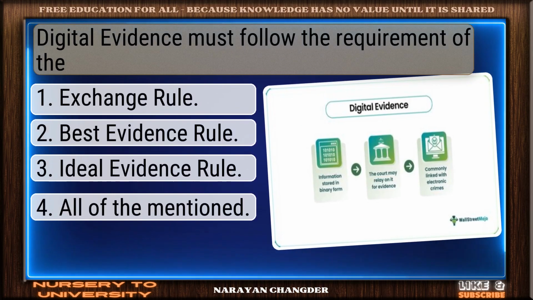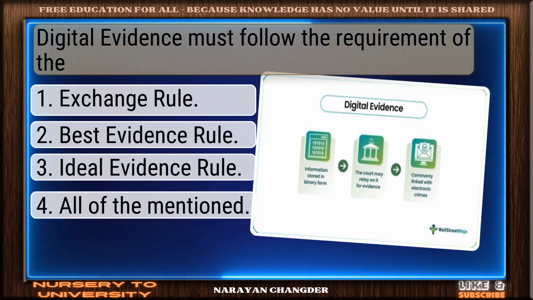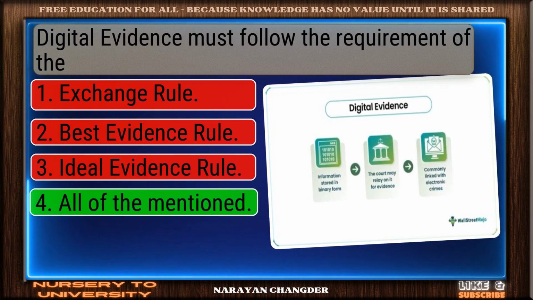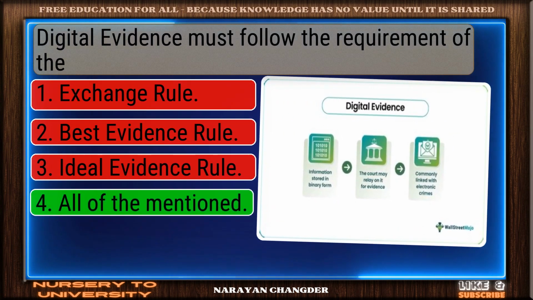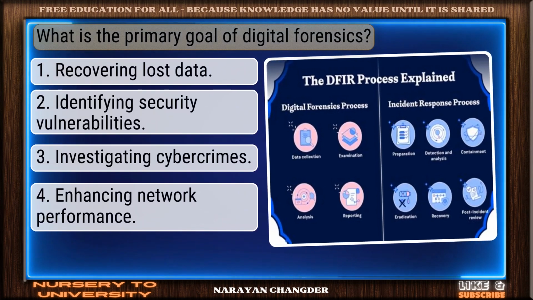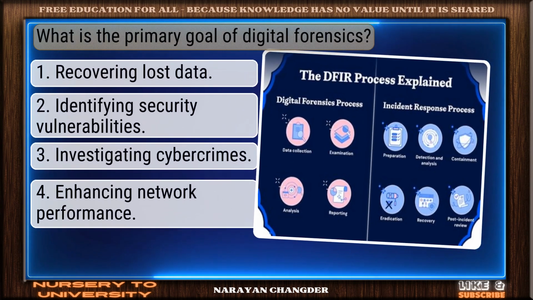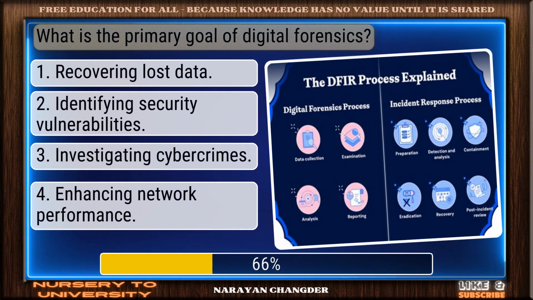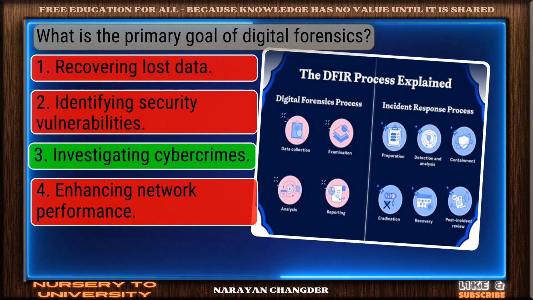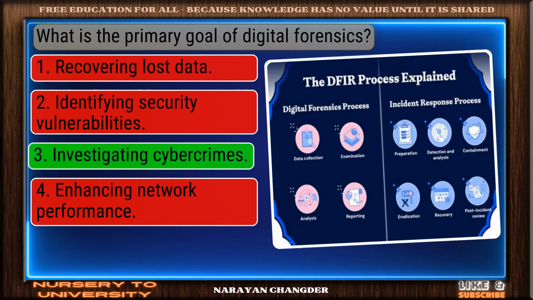Question number 64. Digital evidence must follow the requirement of the. Correct response. All of the mentioned is the most accurate answer. Question number 65. What is the primary goal of digital forensics? Exactly. Investigating cybercrimes makes sense, and it is the right choice.